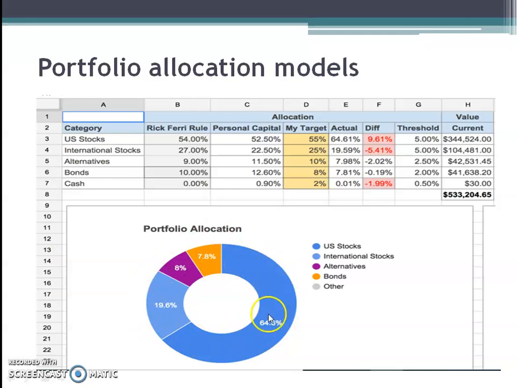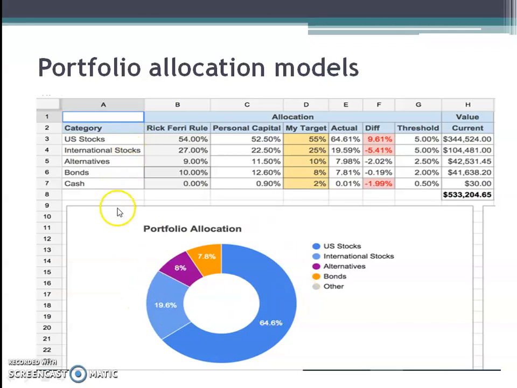So here, as you can see, this blue shade defines the US stocks, right? 64.6% is invested in US stocks. The lighter shade of blue represents the international stocks, where 19.6% is invested. The remaining 8% is invested in alternative investments and 7.8% in bonds, and there is no other information related to this. So this is the picture of the portfolio allocation.